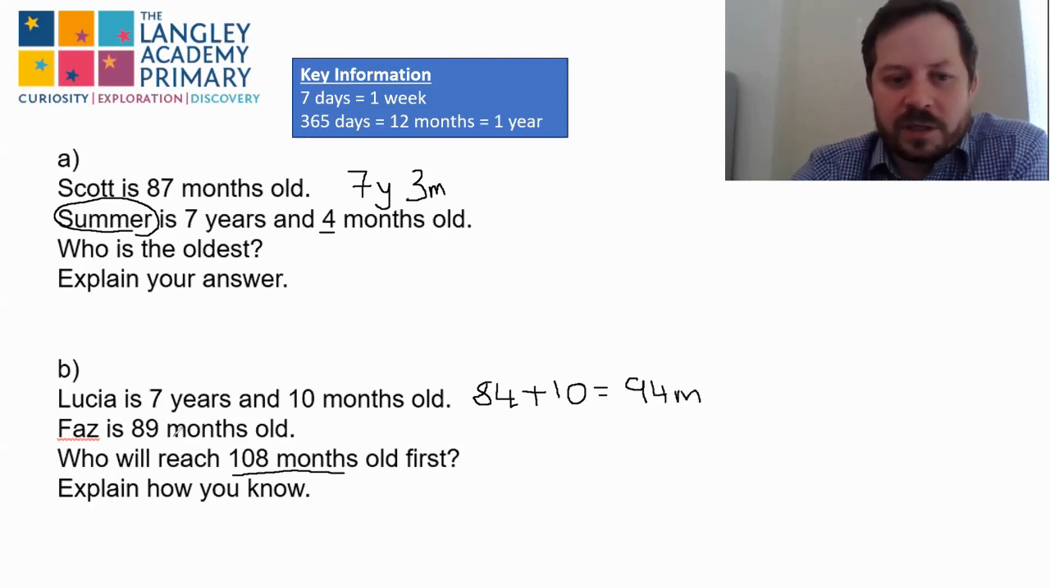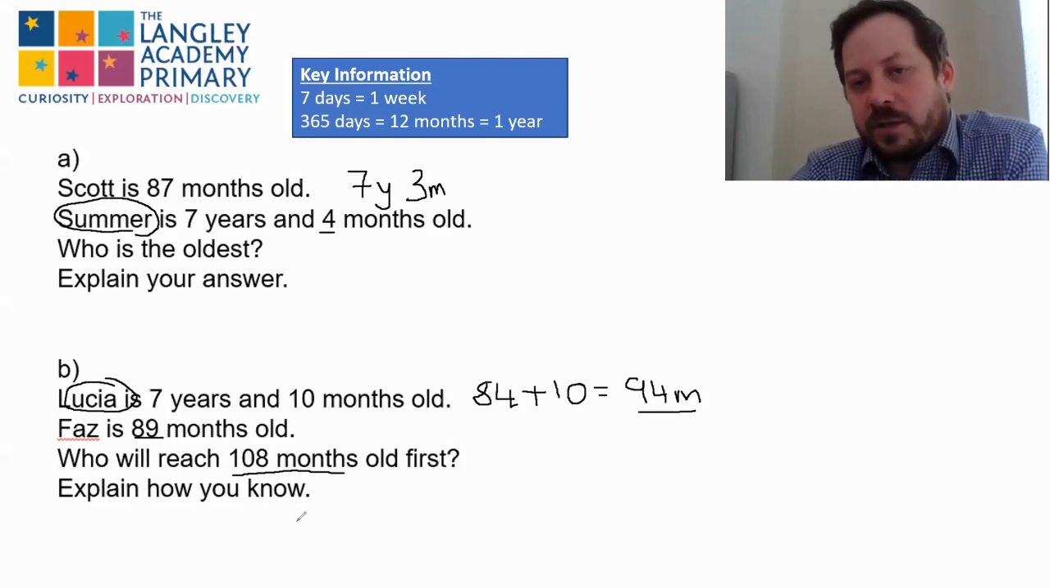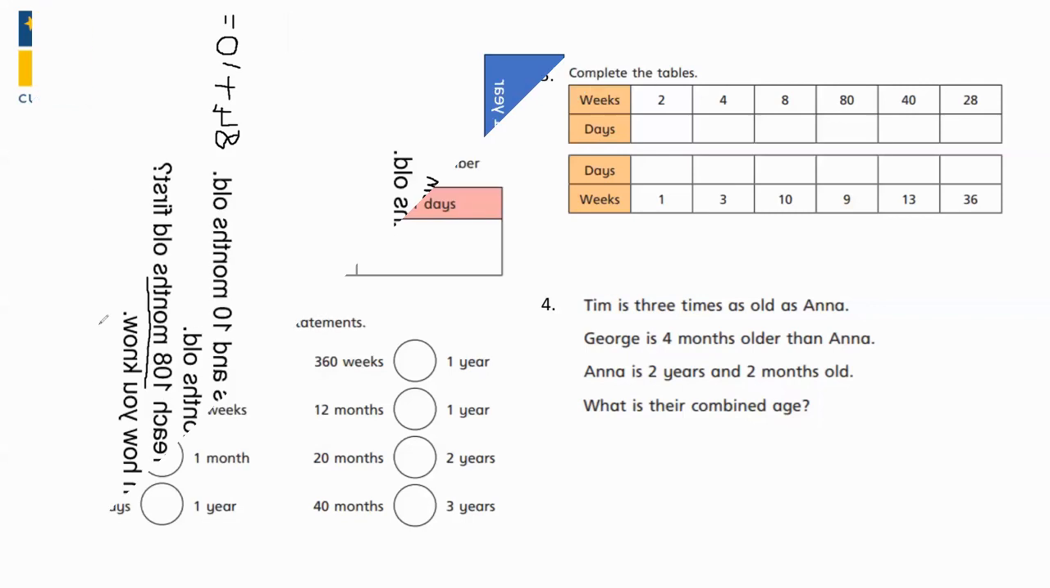That means which one is closer, 89 or 94 to 108? And it is Lucia. So she is closer to reaching that. She will reach it first, which is our reason why, because we can convert from years to months.